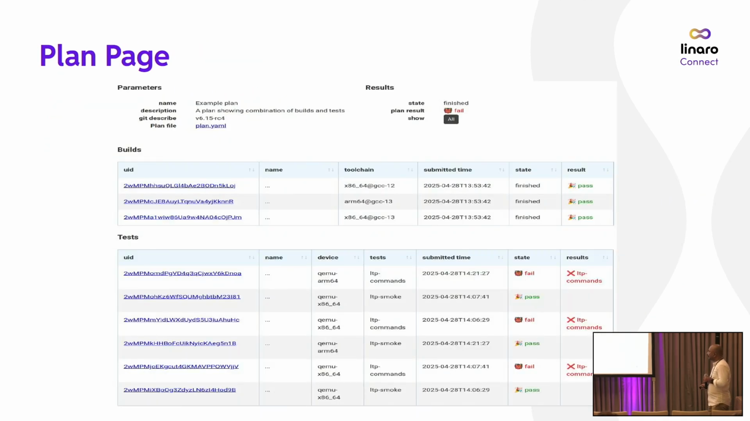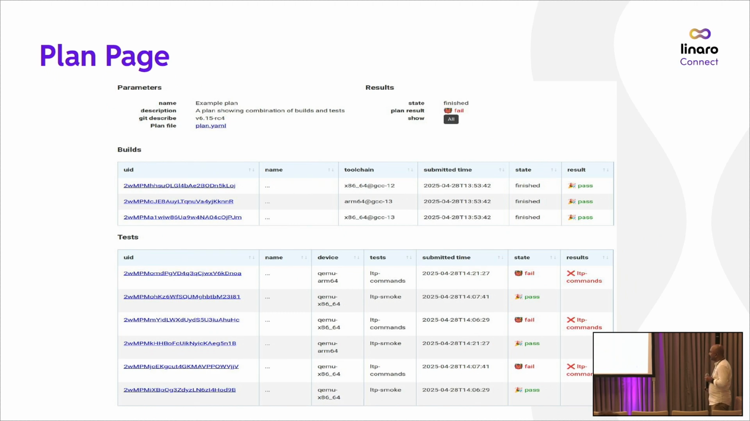So once the plan is complete, you will have a plan page similar to the build page. If you see, there are parameters, there are results, and also how many builds have been done. In a previous step in our plan file, we asked to do 3 builds, that is 2 for x86-64 and 1 for ARM64 with GCC 12 and GCC 13. So you can see that the builds have passed. If you click on each of these links, the artifacts page which I showed for the builds will appear.